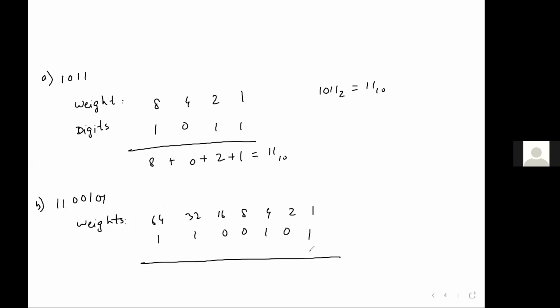Simply multiply and then add. So 1, so it will be 0 0 4 0 32 and 64. So if you just add them, you will end up getting, Sir, 103. No, sir, 101, sir. 101. Yes, exactly. So 1100101 binary is equal to 101 in the 10-base system.